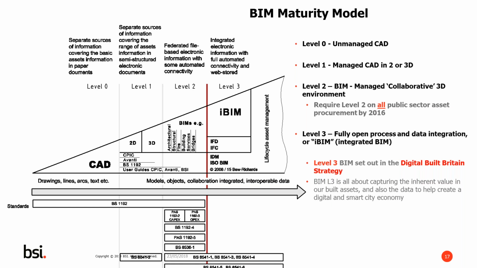But in short, level 0 is an unmanaged computer-aided design environment. Level 1 is a managed computer-aided design environment in either 2 or 3D. In level 2 BIM, it's a managed collaborative 3D environment, and importantly, this was required. This level, BIM level 2, was required in all public sector asset procurement by April 2016. The maturity model also has a level 3, which it defines as fully open process and data integration, or in other words, integrated BIM.